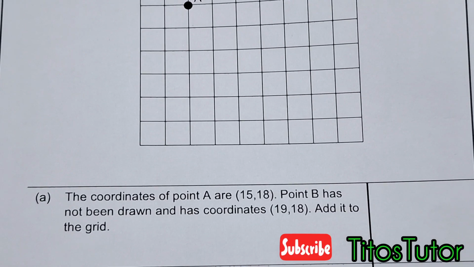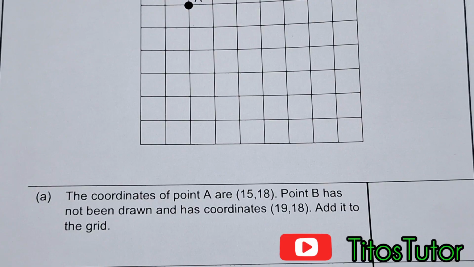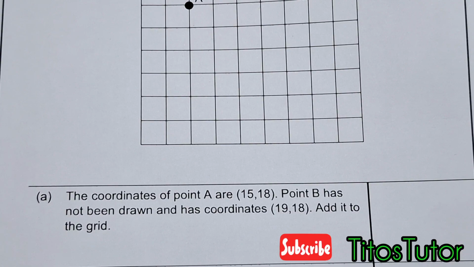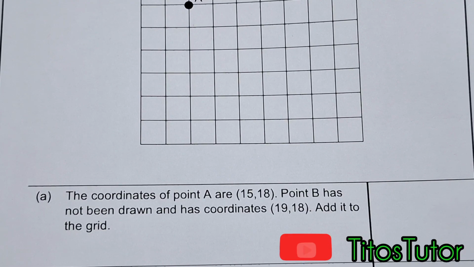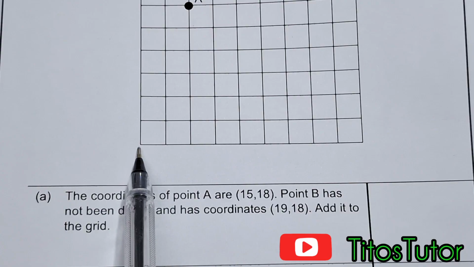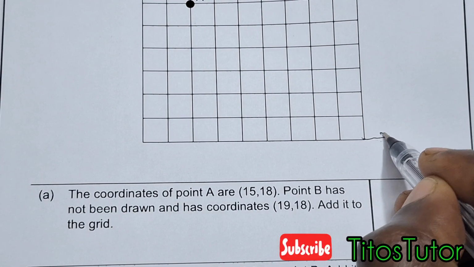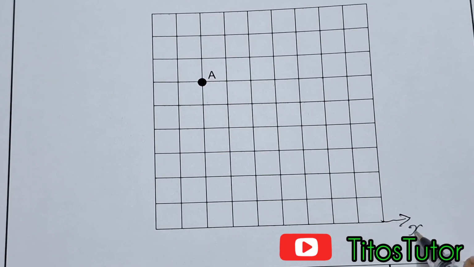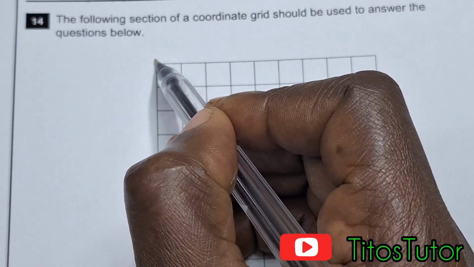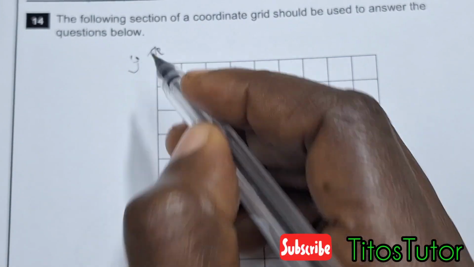14A says that the coordinate of point A is (15, 18). Remember that our coordinates are written as X first and Y next. So the number that comes first is always on your X-axis. And this is your X-axis, the horizontal line. Let's call that X, right? And your vertical line is your Y. Let's call that Y. Okay?